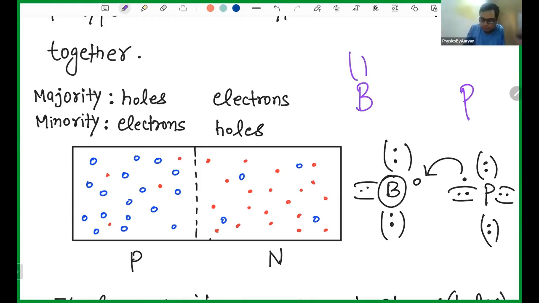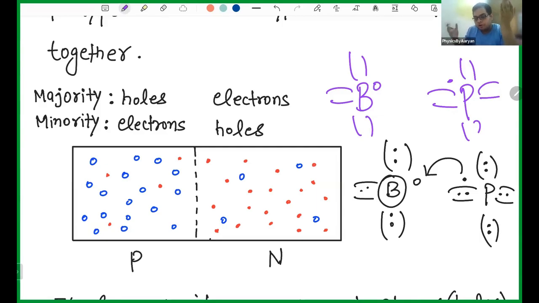Boron has made 3 bonds. Phosphorus has made 4 bonds and has 1 extra electron, which has not bonded with any other atom. Boron has a kind of hole because it only had 3 electrons. If boron had 4 electrons, it would also have made the fourth bond, but since it didn't have a fourth electron, there was a missing electron. That's why boron did not make a fourth bond. In general, both atoms are neutral.